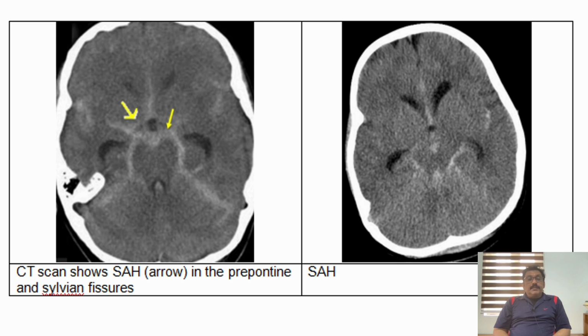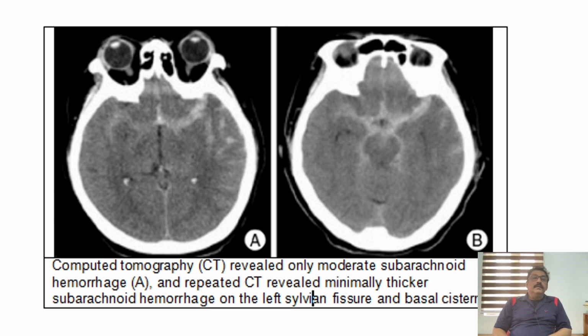Here you can see subarachnoid hemorrhage in the prepontine and sylvian fissures. Again, subarachnoid hemorrhage, you can see white shadows in the sylvian fissure. There is subarachnoid hemorrhage. Again, subarachnoid hemorrhage, initial phases and late phases, very clearly you can see the white shadows in the CT scan. But here there is no midline shift. We have to always look for the midline shift in whatever CT we take.